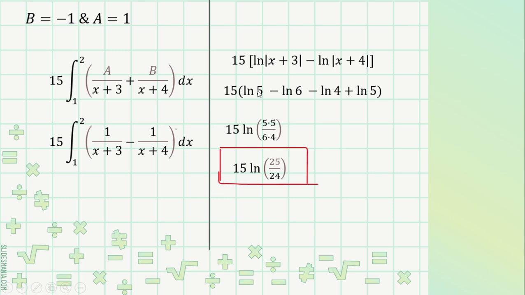Now we substitute x with 2 and 1. First we substitute 2: ln of 2 plus 3 is 5, so ln 5, and 2 plus 4 is 6, so minus ln 6. And the second one is minus, for 1: ln of 1 plus 3 is 4, and 1 plus 4 is 5.